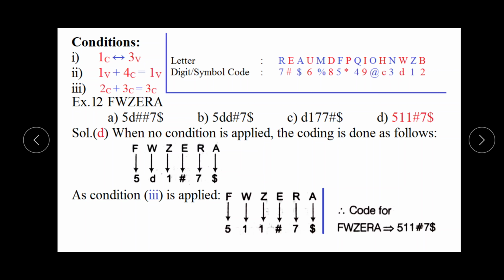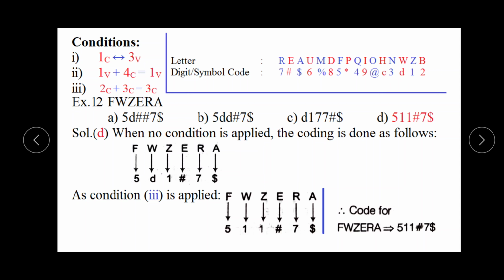If we check here, the code for F is 5, for W it is D, for Z it is 1. It means we can write the coding for this word first, before applying any condition. So these are the codes for this word. But when we see the conditions, on the first position there is a consonant, yes. At the third position there is a vowel? No, there is no vowel. It means the first condition will not apply.